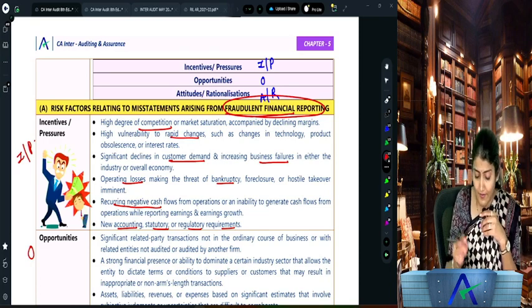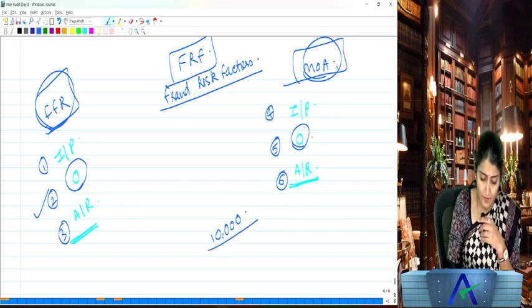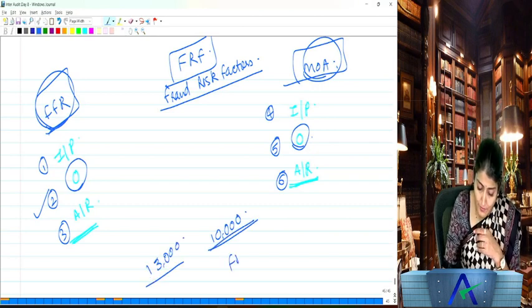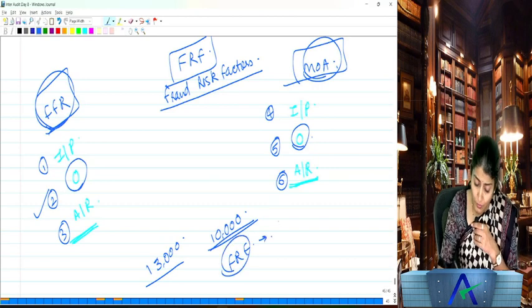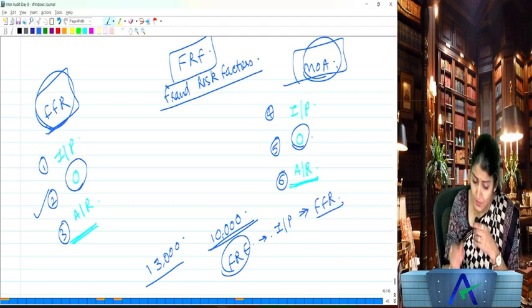Like say, there is a company which last year had 10,000 customers and this year has 13,000 customers. Is there a fraud risk factor on the management of this company, having an incentive or a pressure to do fraudulent financial reporting?